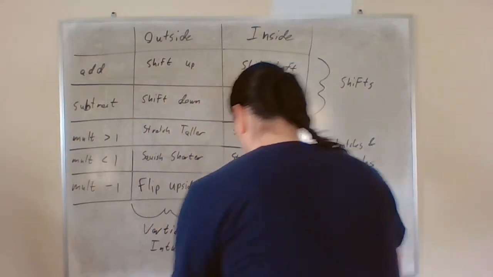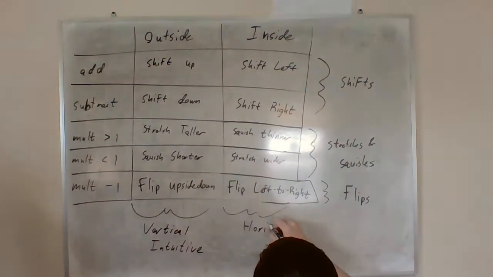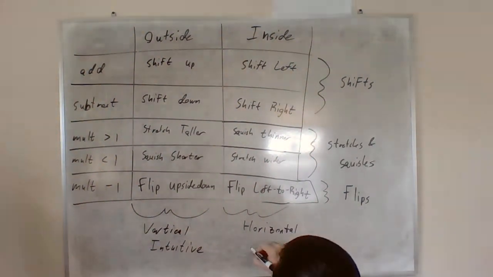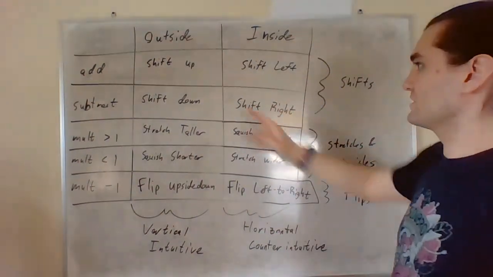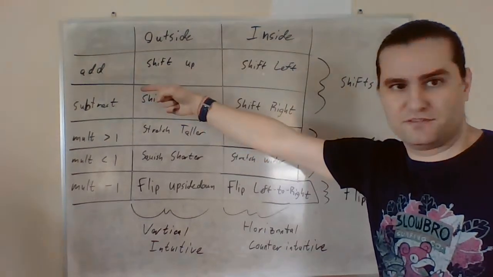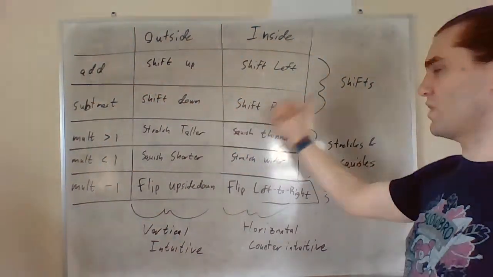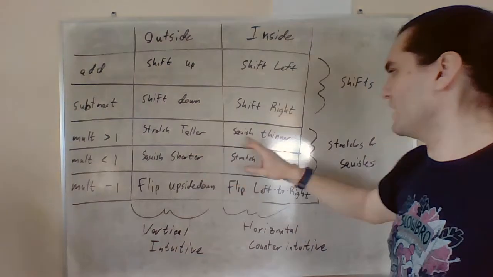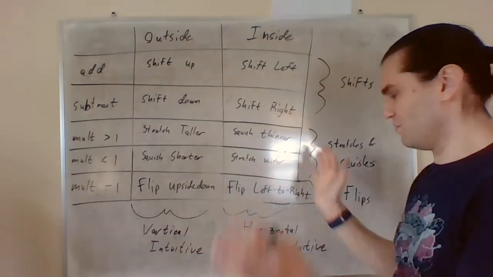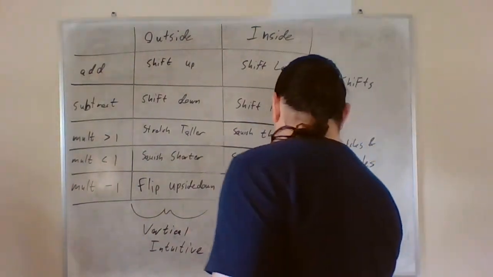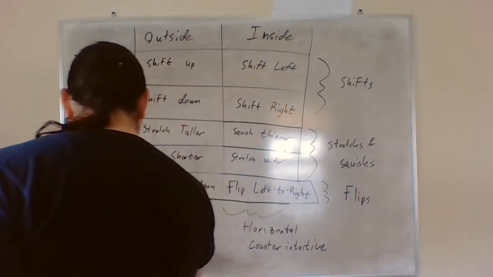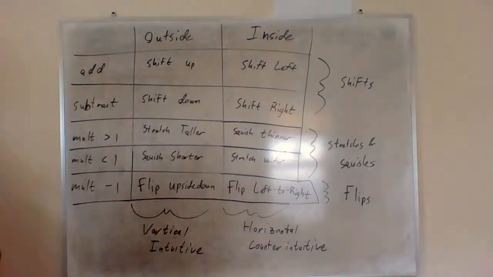All of these things are horizontal, and they are counterintuitive. By which I mean it goes in the opposite direction of what you'd expect. Adding goes left in the negative direction, subtracting goes right in the positive direction, multiplying makes it thinner, dividing makes it wider, and then the flip is just the flip. So this is the full and unabridged table of all of the transformations that we will encounter.